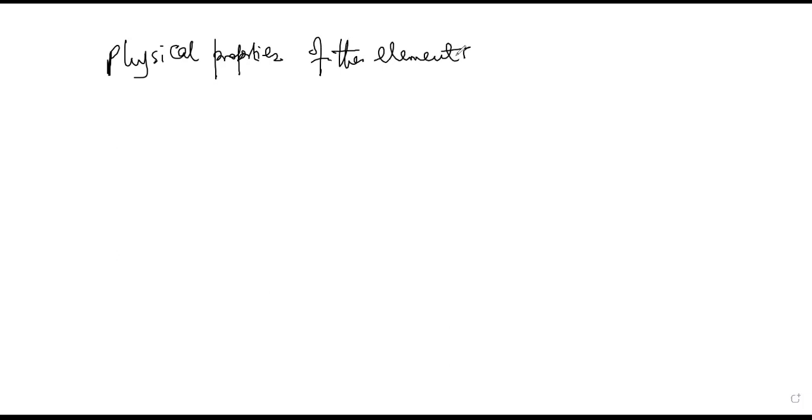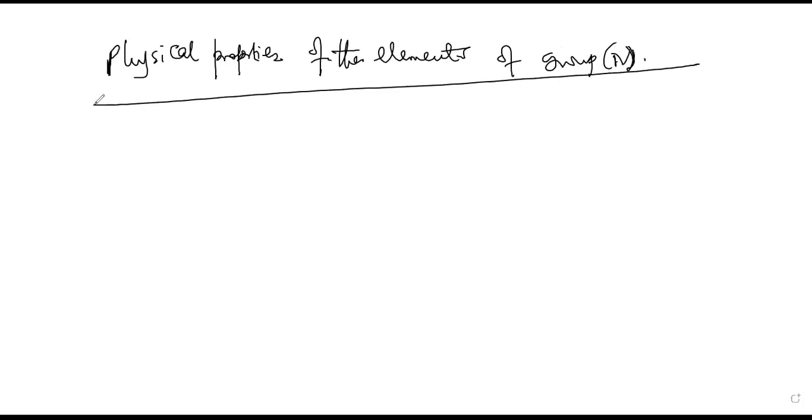Now, here can be a question of physical properties. Which physical properties do you have to explain? For example, the one of melting points, you have to explain using the aspect of bonding. They can give you, let's summarize some, basically, physical properties of elements of group four. I'm interested in melting point. Okay, I'm interested in melting point.